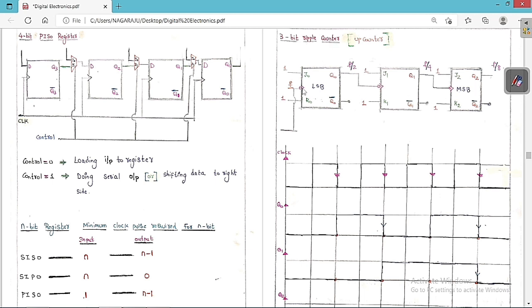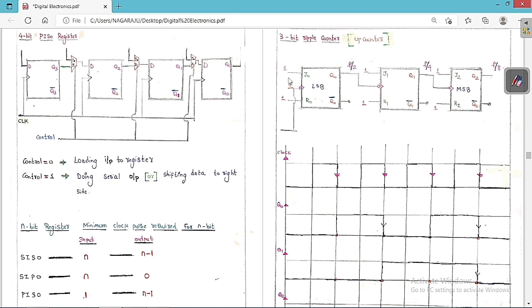In ripple counters, the clock which is given initially to a flip-flop is called the LSB, and the final flip-flop is called the MSB. It's a very important point that you always have to keep in your mind. And here, the output of one flip-flop is given as a clock to the other flip-flop. As you can see, these are negative edge triggering.